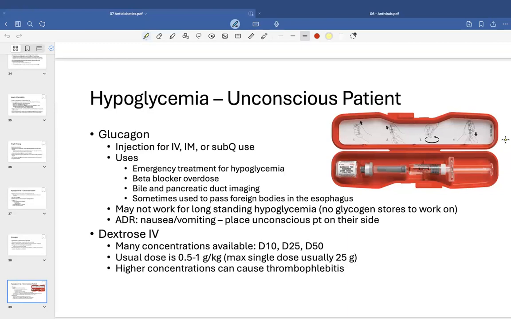So that's all I have. Any questions on continuing with dextrose?